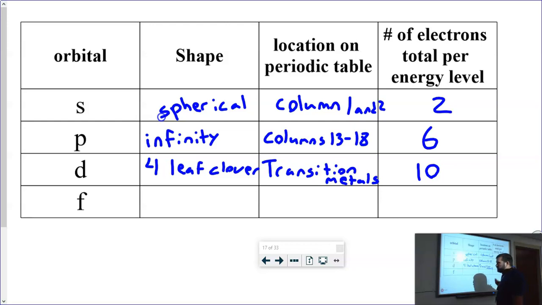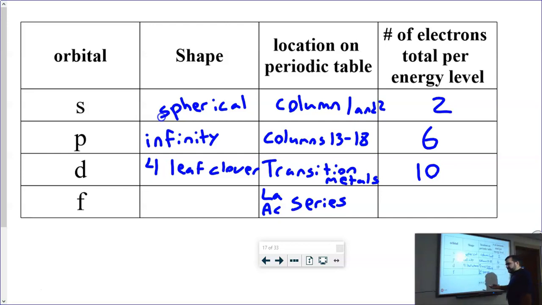The shape of f orbitals, it's not even worth describing. They're funky. Okay, I'm not even going to write that down. If you'd like to write funky, go for it. But they're very strange. They get very weird. The location on the periodic table, this is the lanthanide and actinide series, okay? That's what they are called. They're named based on the elements that start those rows, lanthanide and actinide. So it's the 2 rows that always get pulled out, right? The 2 rows below the periodic table of how we normally arrange it.